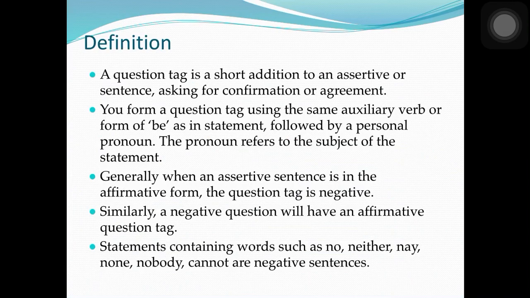For example, negative sentences are put in the exam and students get confused where to use which tag, and in a hurry you make mistakes. So these rules have to be learned by heart. They are very easy rules. Statements containing words such as no, neither, nay, none, nobody, cannot are negative sentences. So whenever you get the question in your paper, just look out for these words if they are present. If they are not, then you can be assured that the sentence is positive and put a negative tag.